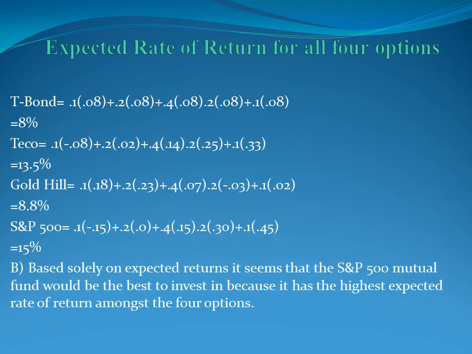The expected rate of return for all four options. The options we have to choose from are T-bond, TICO, Gold Hill, and S&P 500. The expected rate of return is a return on an investment as estimated by an asset pricing model, and it's calculated by taking the average of the probability distribution of all possible returns. So based on the calculation shown here, S&P 500 would be the preferred mutual fund to choose from because it has the highest rate of return at 15%.